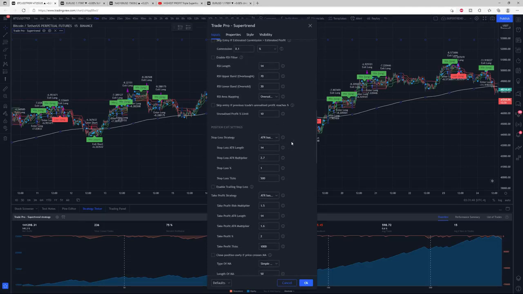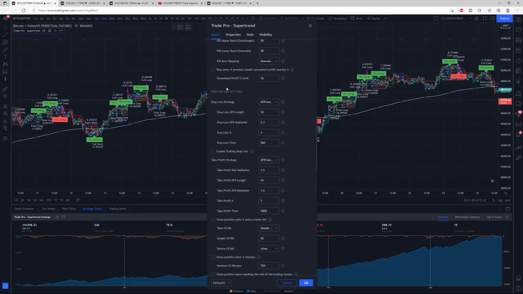Now the next thing is very important, and this is going to be the position exit settings. So for stop loss and take profit target, we have trailing stop loss availability. We also have a variety of different ways to place the stop loss. The default method would be placing it below the Supertrend indicators or directly at the Supertrend indicators, but you can also have it be percent-based, ATR-based, tick-based.